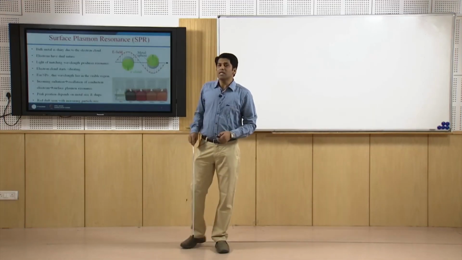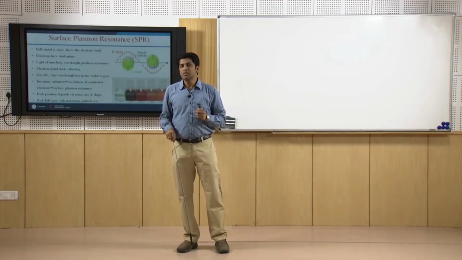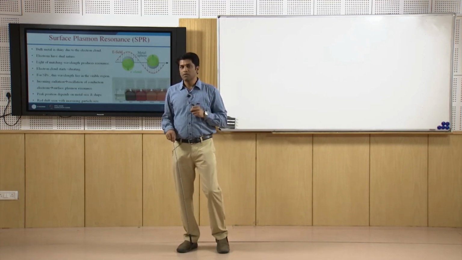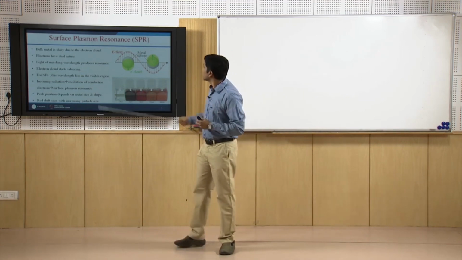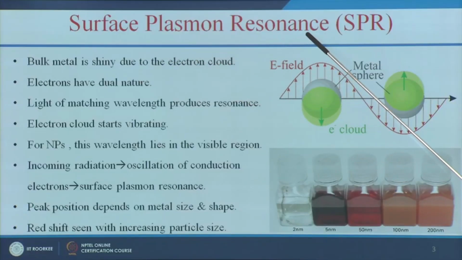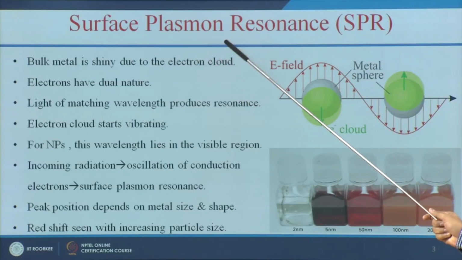When you synthesize any metal nanoparticle, the first thing you observe is formation of color. So what is the reason for the beautiful colors? The reason is surface plasmon resonance. In the previous lectures I already explained what is surface plasmon resonance. Let us see once again.